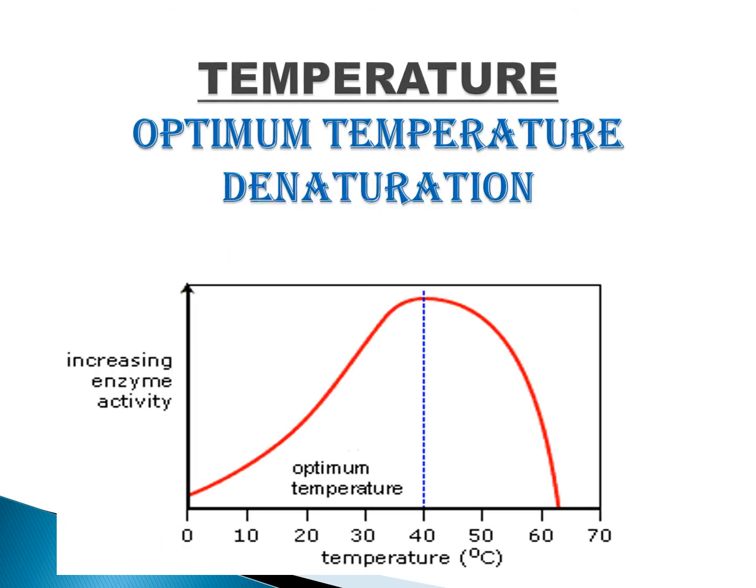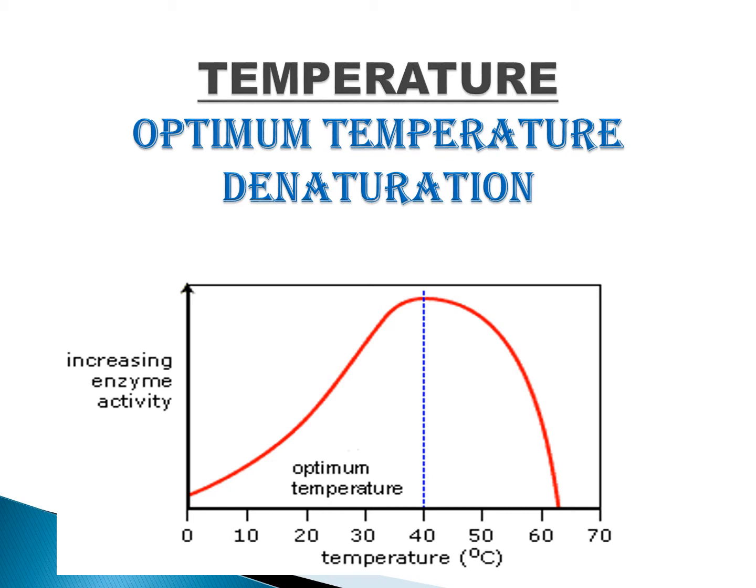When we increase the temperature, the enzyme activity is also accelerated. But there is a limit to that temperature, according to the different organisms. For example, in the human body, the optimum temperature at which the enzymes work at their best is 37 degrees Celsius.